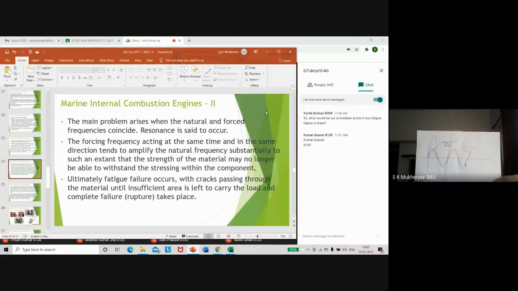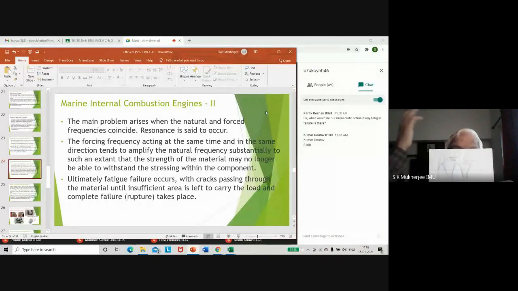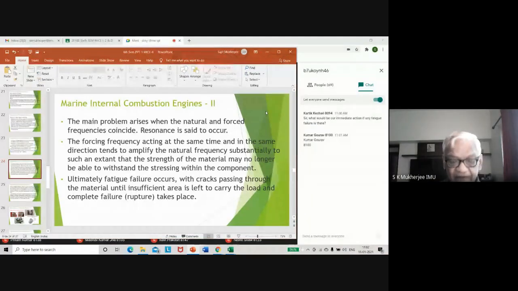And this particular diagram has shown the forcing frequency and natural frequency in the same wavelength. But the amplitudes are different. Amplitude of natural frequency and amplitude of forcing frequency is slightly different. But the resulting frequency, which is called resonant frequency, becomes very large. So this is the condition of resonant frequency. The frequency that is shown with a high amplitude is resonant frequency.